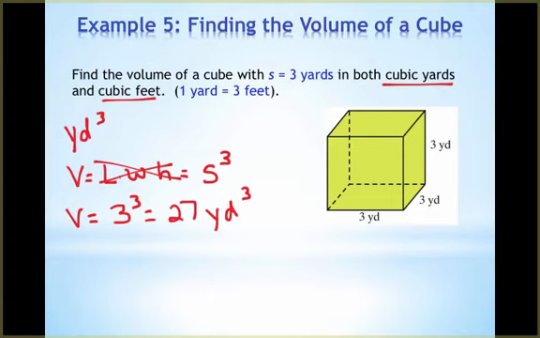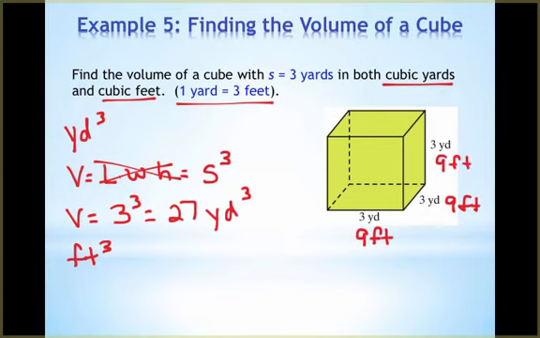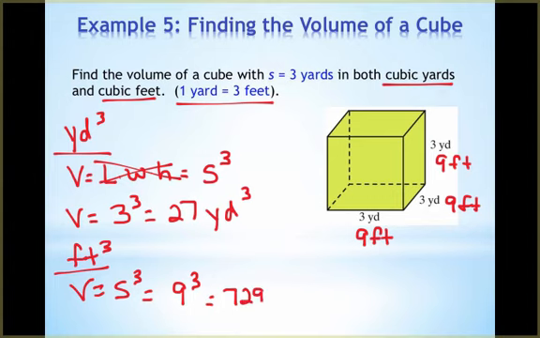But then if I want to do it in cubic feet, remember that 1 yard is 3 feet. So this would now be 9 feet by 9 feet by 9 feet. So then my volume would be s cubed again, but this time it would be 9 cubed, which is 729, but that would be cubic feet.